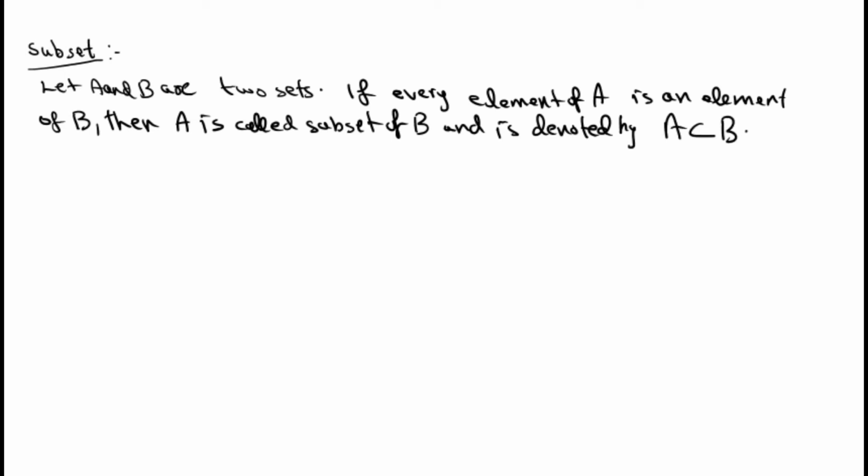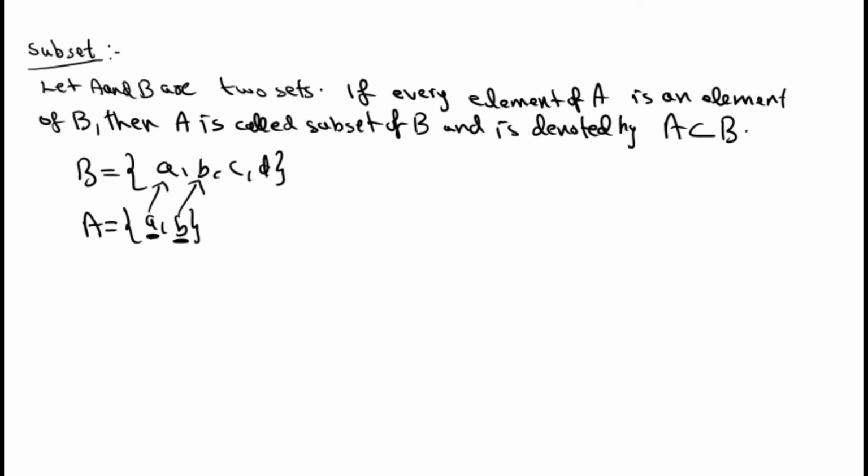Okay, see, that means suppose we take set B equal to {A, B, C, D}, and I'm taking set A equal to {A, B}. What are the elements of set A? One element is small letter A, another element is B. Observe, A is in set B, B is also in set B. That means you can say that every element of A is an element of the given set B, right? In this case, you can say that A is a subset of B.